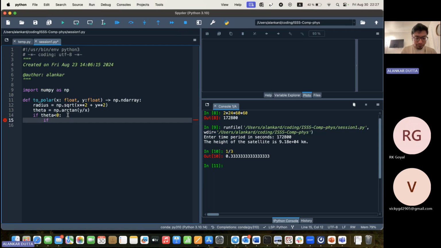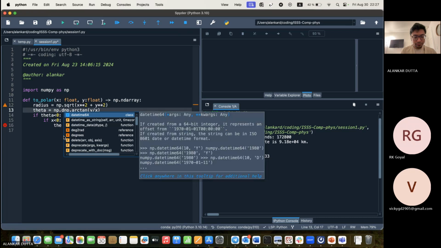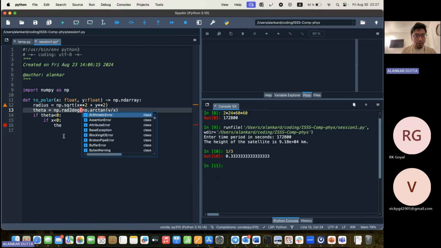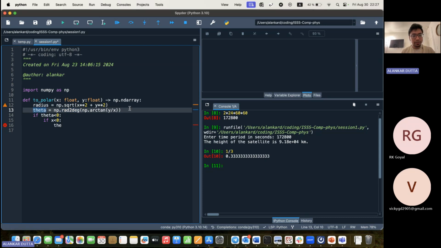If x is less than 0, then what you have to do is, okay, there is one more thing in here, np dot, so we will also be using this because the value of tan inverse of y by x is in radians, but we want this to be converted to degrees. So there is a function called rad to deg. What this does is convert something in radians to degrees. So you will get theta in degrees.